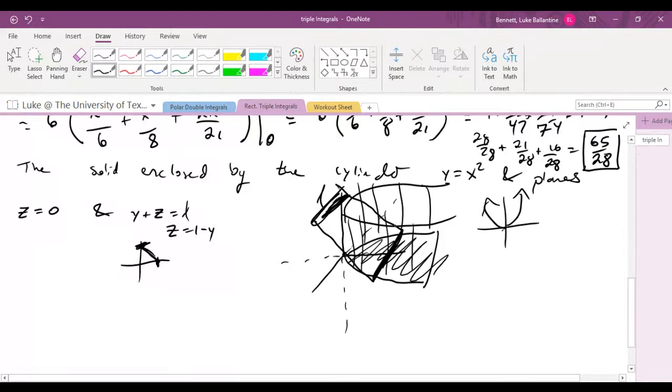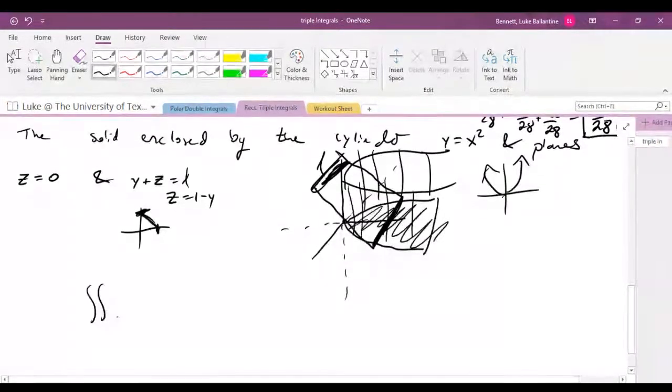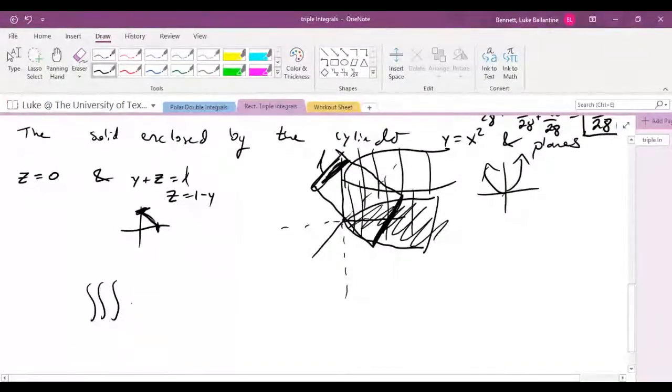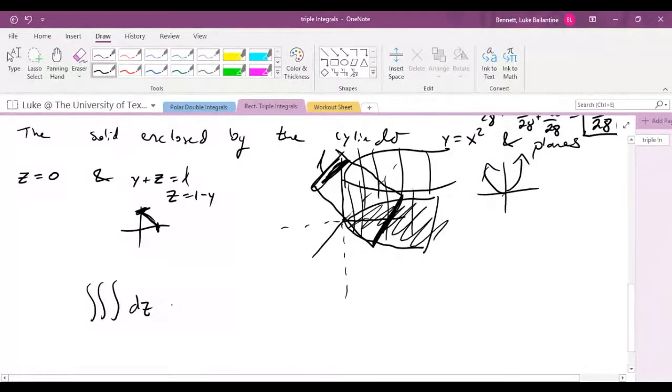So we want to do this as a triple integral. We're going to find the volume of it. So this is the triple integral over E of 1 dV. Let's do dz.